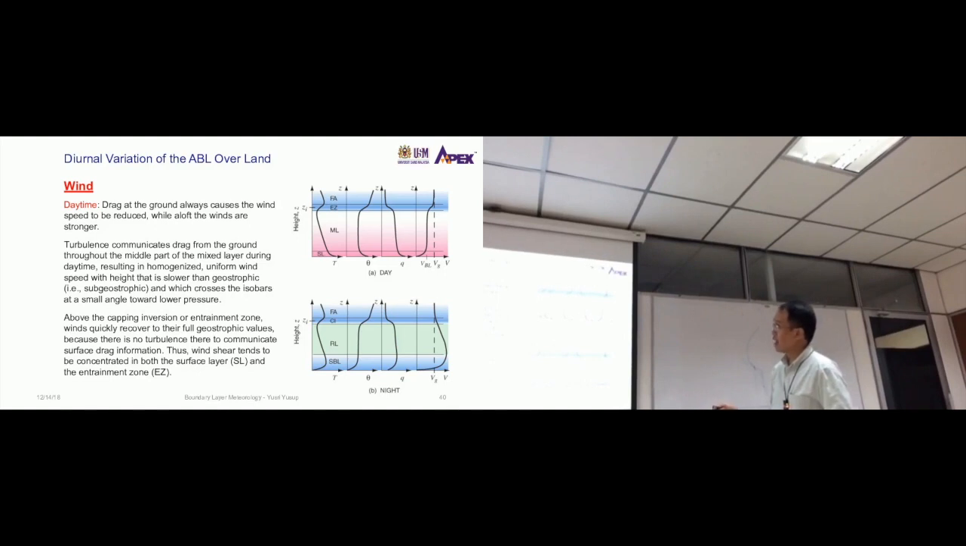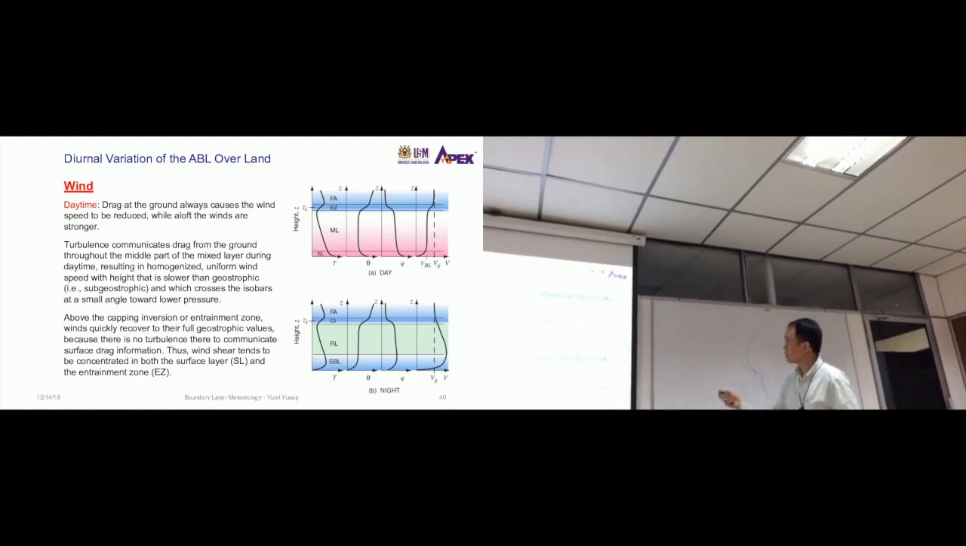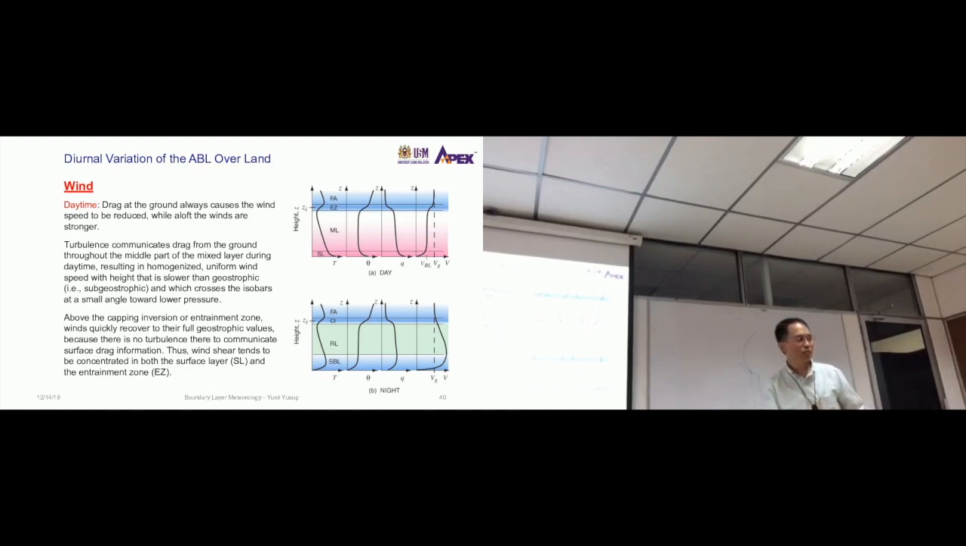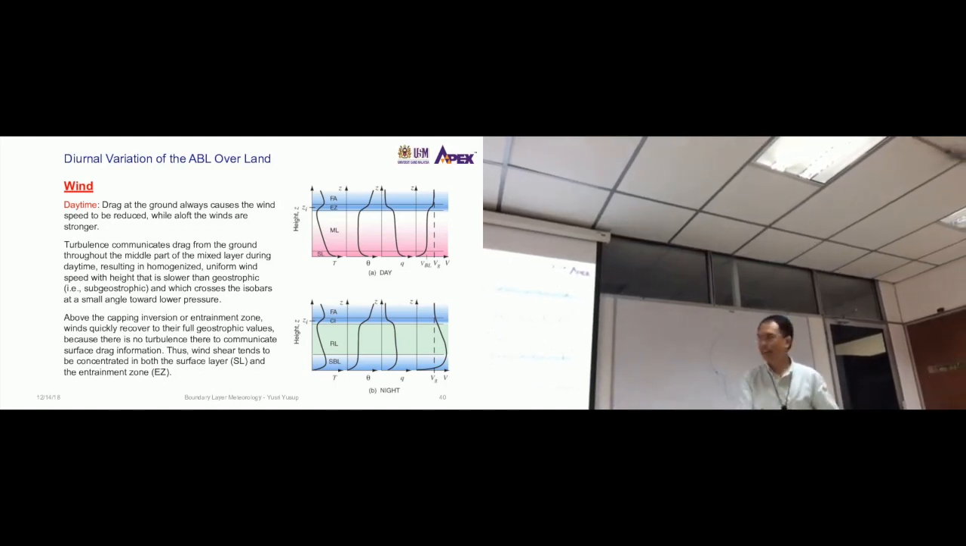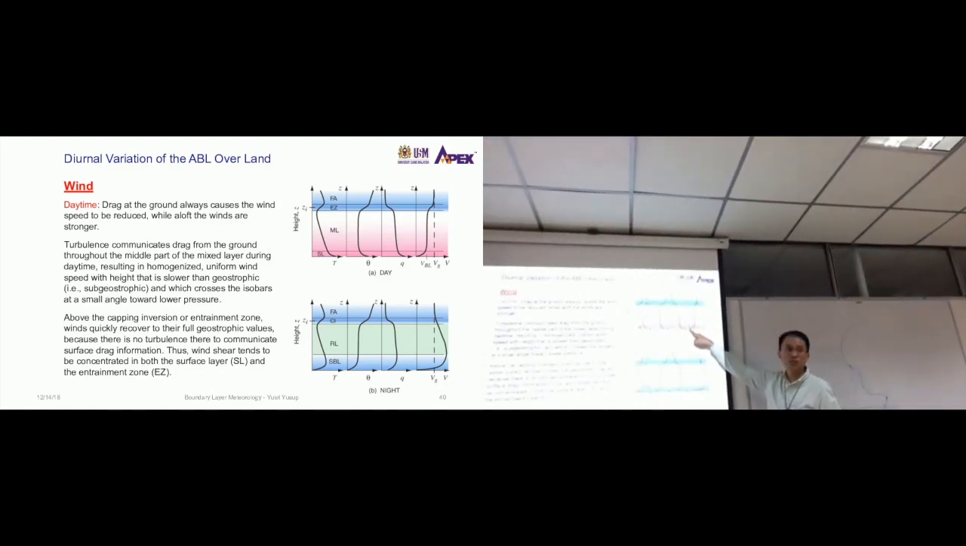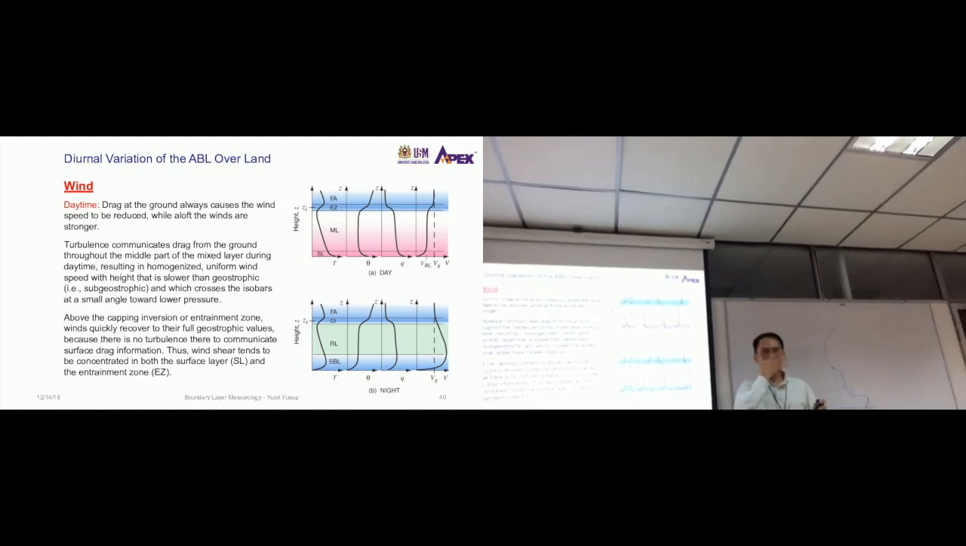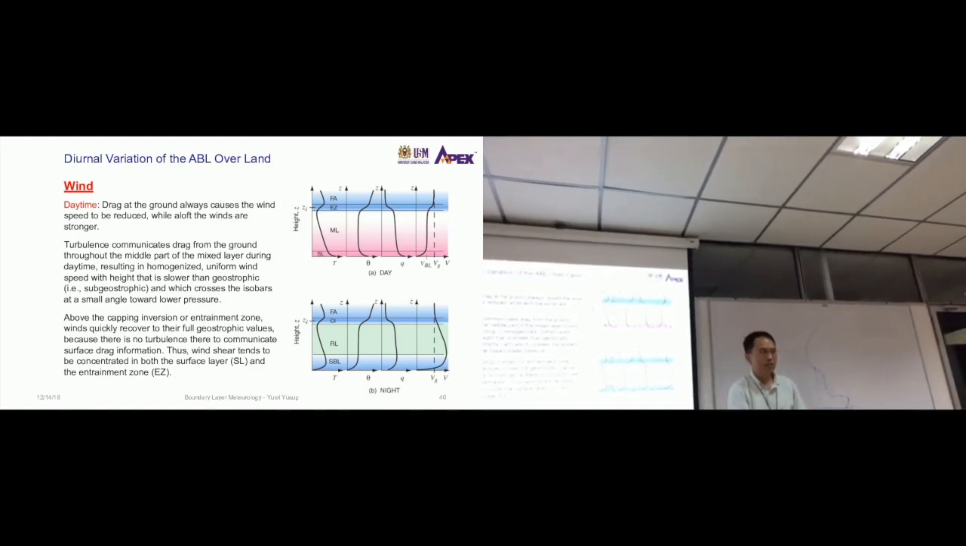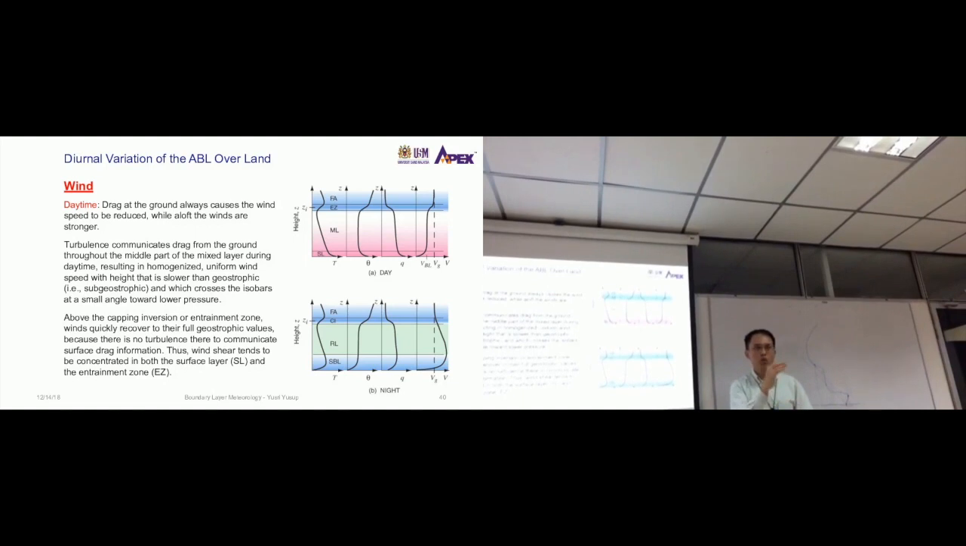During the daytime, drag, now we focus on this right panel for day and night. So drag at the ground, during the daytime, drag at the ground always causes the wind speed to be reduced, while aloft, above, the winds are stronger. So that happens throughout the day and night. So let's look at this graph. You see here, winds are 0. We always assume, even though the winds are very strong, if it's at the ground, 0. Because of this no-slip condition.